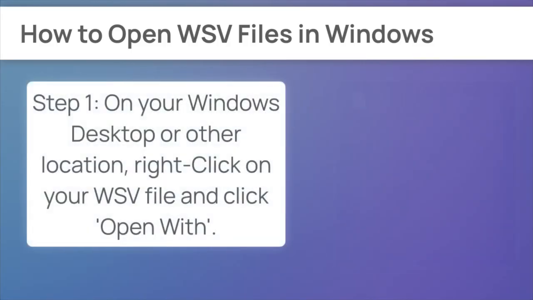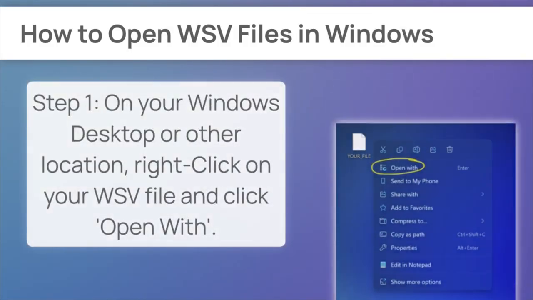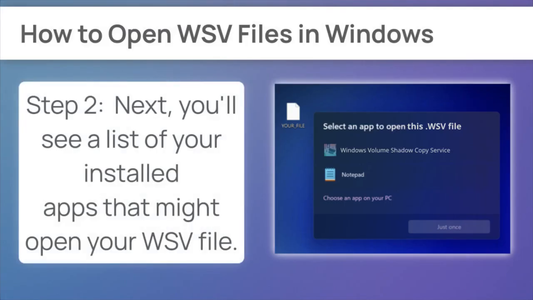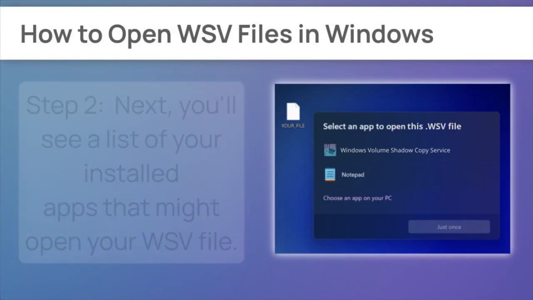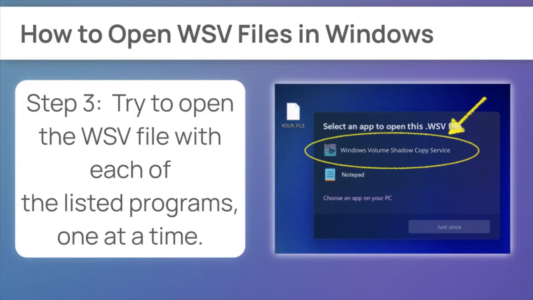To open this specific WSV file, right-click your file and select Open With. If Windows Volume Shadow Copy Service is available, use that first. If it's missing, choose another program. Don't worry if it takes a few attempts to find the right software.